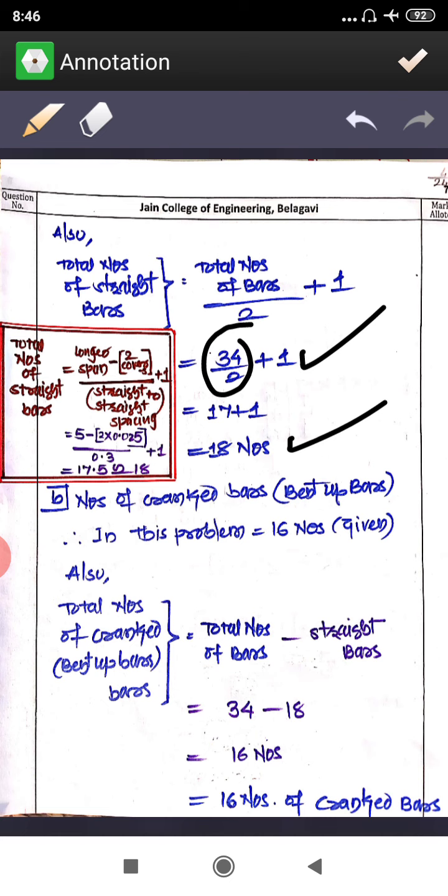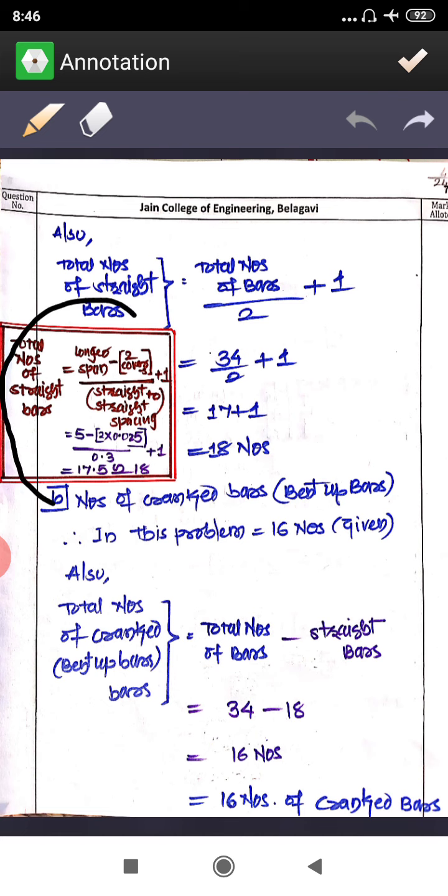What I feel is that it will always be good if you go with this calculation. So directly you will get the things, as the cranked bar numbers are given, so you can use this also. But if they have not mentioned the cranked bar numbers, you are supposed to go with this only.